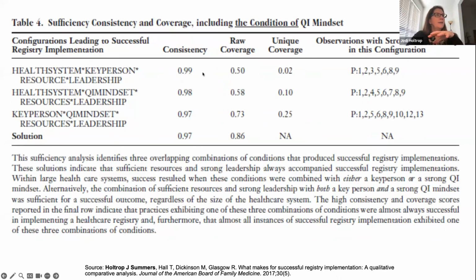So the takeaway is that if you're going to implement a registry, you've got to be thinking about having a quality improvement mindset or a key person who does it, resources, and leadership. Those are some ingredients you have to make it successful, at least from this study. But what I'm trying to illustrate is how you can take qualitatively collected data, put it into quantitative, and use it to analyze your data in a really different way. And that's why it's called qualitative comparative analysis, because it starts with qualitative. All right.